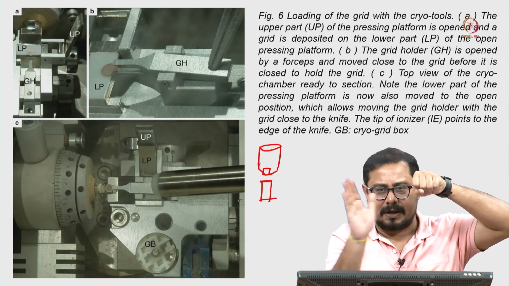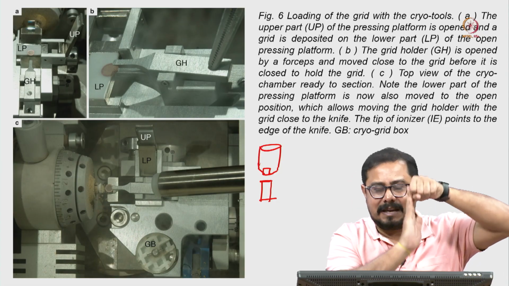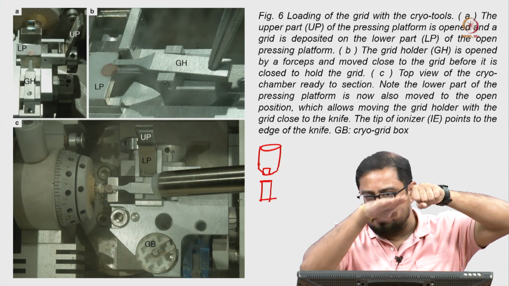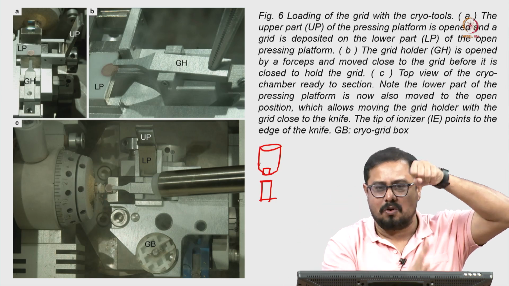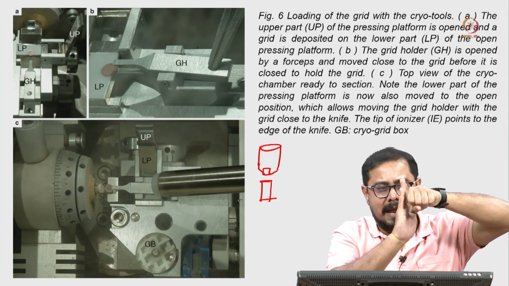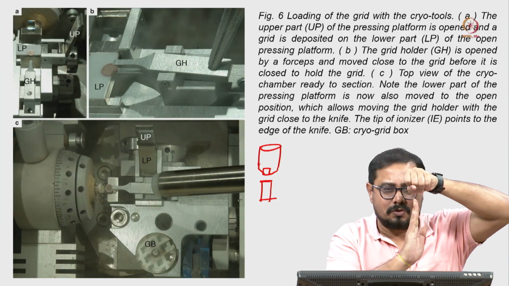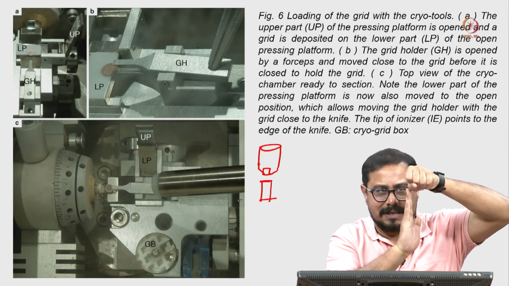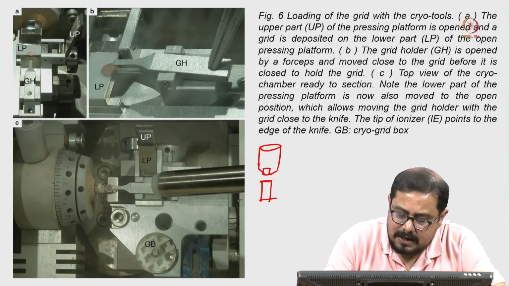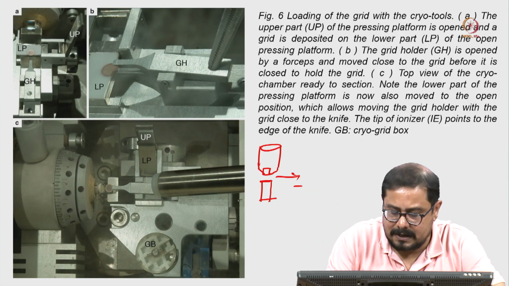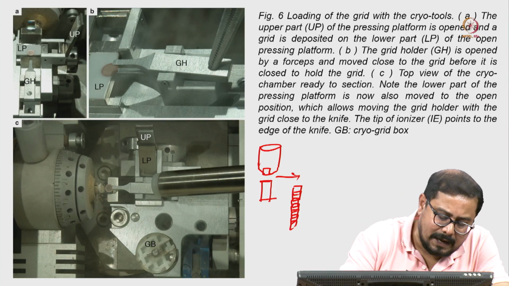this tissue, or tissue with the resin, will come out and start floating there. When the knife constantly goes up and down, the tissue will also move gradually towards this direction, and it will make a small ribbon-like thing. So, when the sections come, we will get small ribbons on top of each other. That small ribbon we are going to collect on this grid.